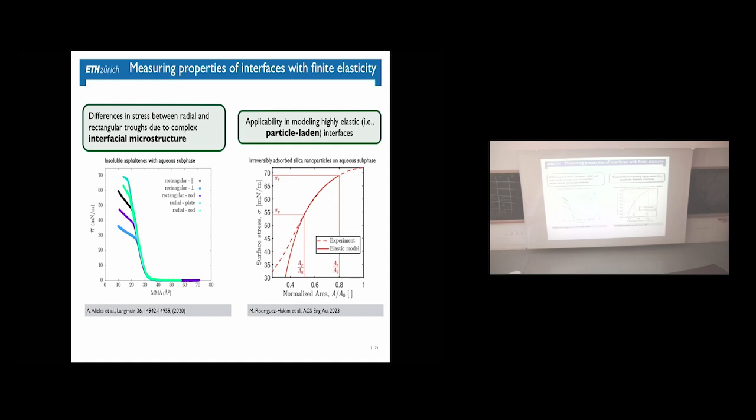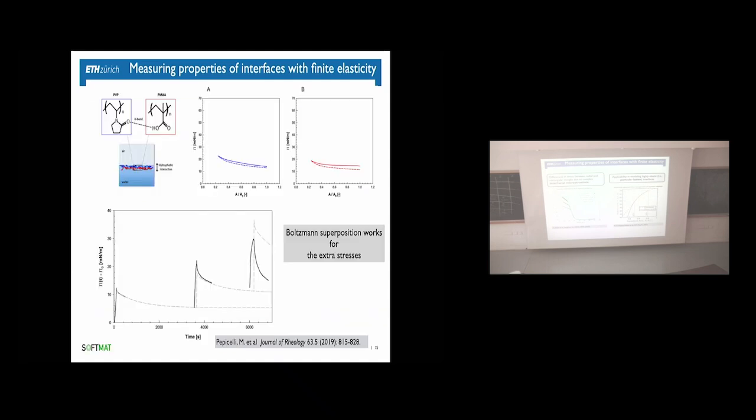Here you see some data. This was for asphaltenes, and this is for silica particles. And you can see that the surface stress versus area, you can even fit it with these models. This is the Neo-Hookean elastic model, so that you can get this data. So there is, in addition to the surface tension change, a purely mechanical stress in compression as well. And deconvoluting that can be very difficult, okay?